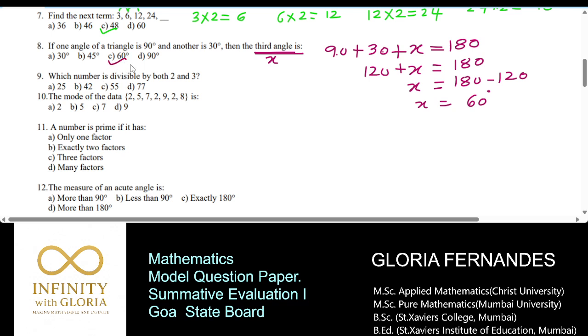So here which property have we used? Sum of the angles of a triangle. Right? Now the next question over here is the number which is divisible by both 2 and 3.